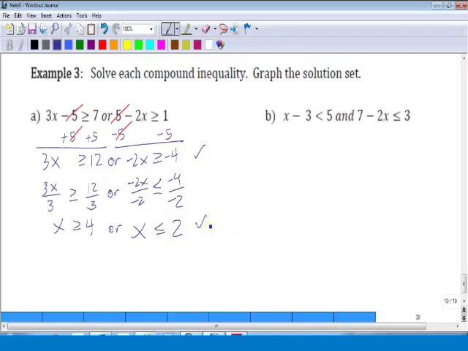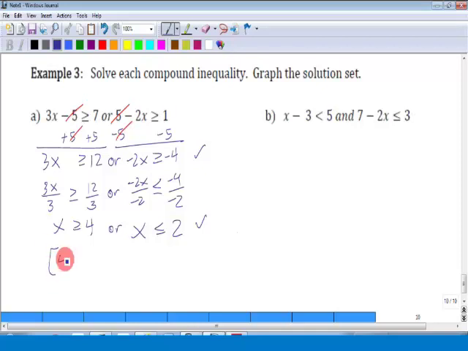So the solution set, yes. Wait, doesn't x have to be less than or equal to 4, because we didn't switch it? On which one? On the first one of A. We didn't change from negative. We're dividing both sides by positive 3. Okay. So that doesn't require us to switch in that case.